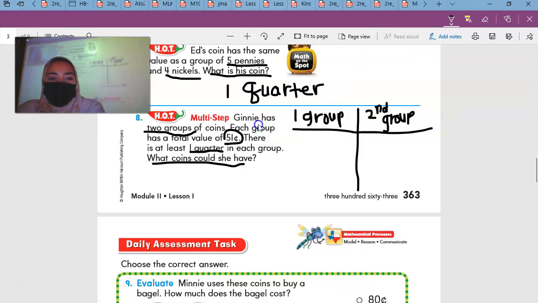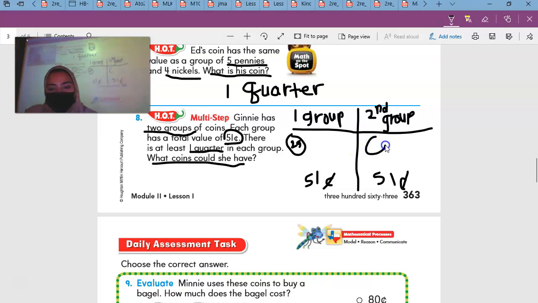Okay. Each group has a total of 51 cents. That means this is 51 cents. And this is 51 cents. It helps to draw out what they're telling us. There is at least 1 quarter in each group. That means there's at least 25 cents in each group. There's 25 here, and there's at least 25 cents here. What coins could she have?